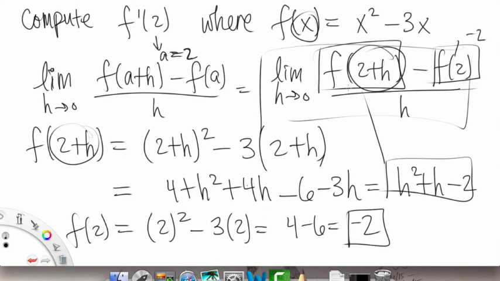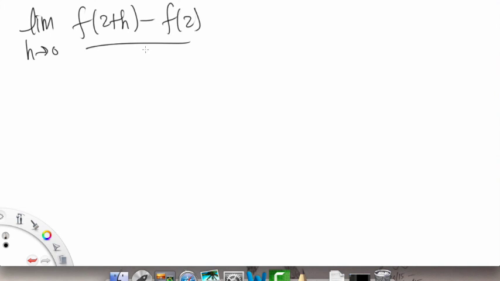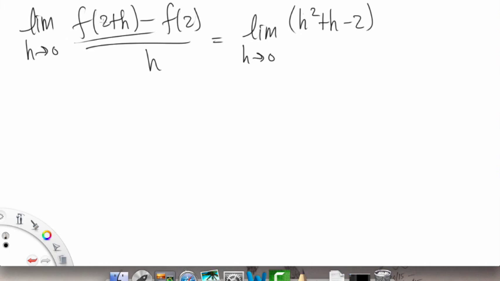Okay, so now limit as h approaches 0 of f of 2 plus h minus f of 2 all over h. That's going to be the following. We're going to have limit as h approaches 0 of h squared plus h minus 2. So that's our f of 2 plus h. And then we're going to subtract, so minus our f of 2. So that was a negative 2, all right? So then we have all of that over h, okay?